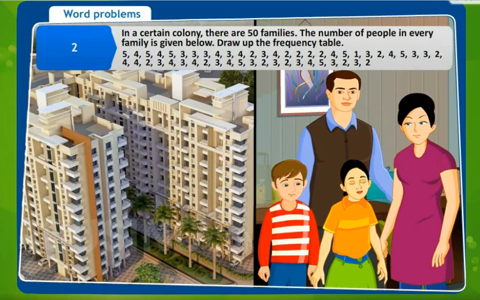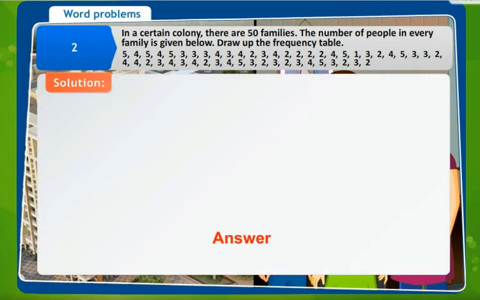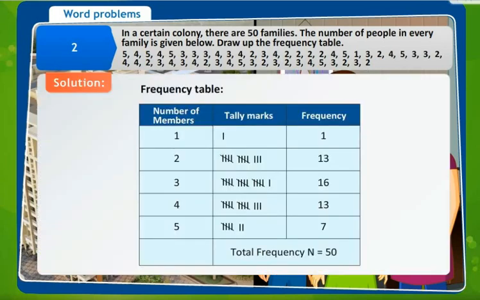Now in a certain colony there are 50 families. The number of people in every family is given below. So we will draw up the frequency table. Now the number of members 1, 2, 3, 4, 5. Now we put the tally marks. Basically tally marks is to find out how many times 1 comes in the score in the information of 50 families.